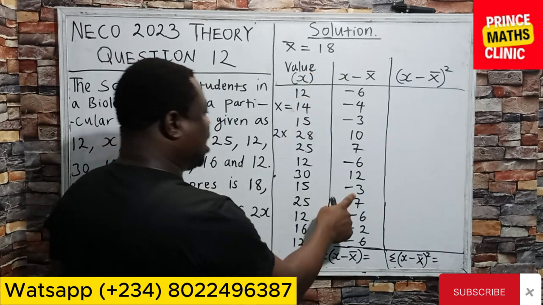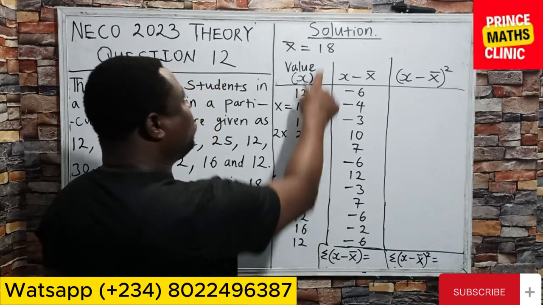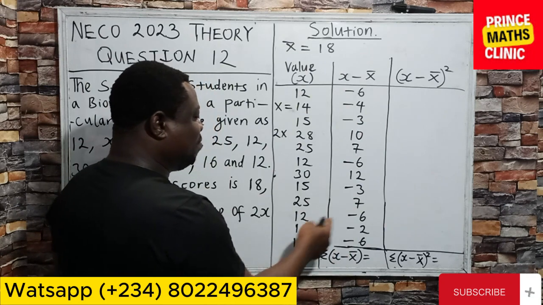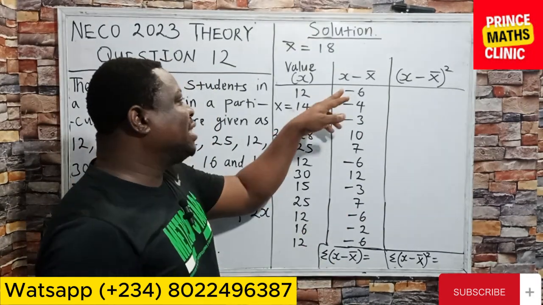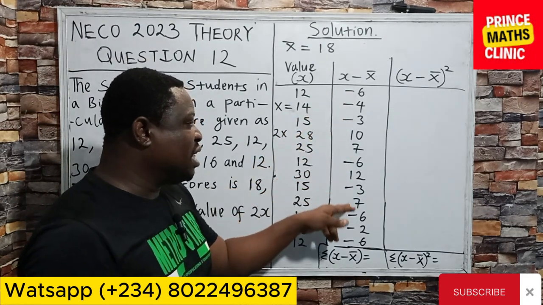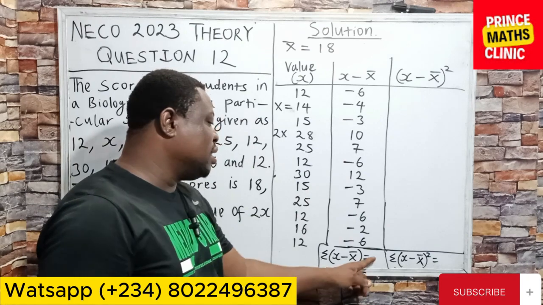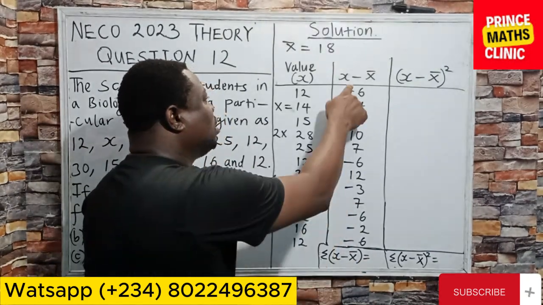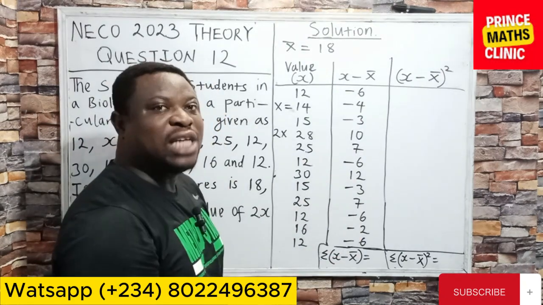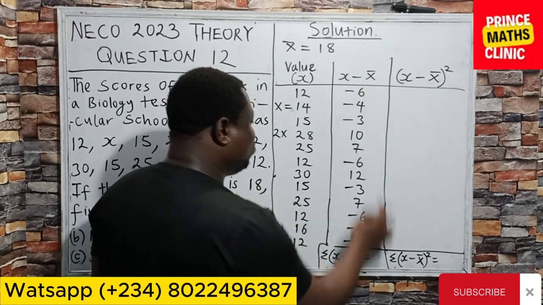15 minus 18, you get negative 3. 25 minus 18, you get 7. 12 minus 18, you get negative 6. You do it like that. Then don't attempt to add with all these negative values, because if you do, most likely you are going to obtain 0. So when you are adding up, ignore the sign. Just add them up like normal numbers, and if you do that, you are going to get 72.